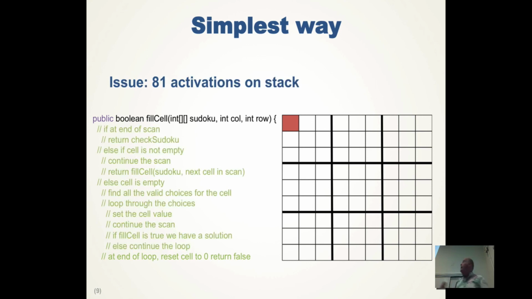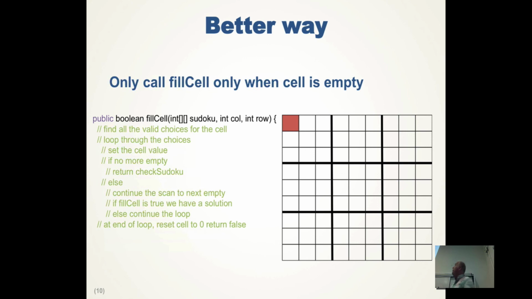So you end up with 81 activations on the stack, even for bad solutions. Then they all get popped back off, and then you build up 81 activations again until you find the solution. That's not bad. It's just a lot of work you don't really need to do. So what you could do is only call fill cell when the cell is empty. You do a scan, and if the value is non-zero, don't do the recursion, because you don't have to do anything. Just keep going until you find an empty cell, and then call the function.